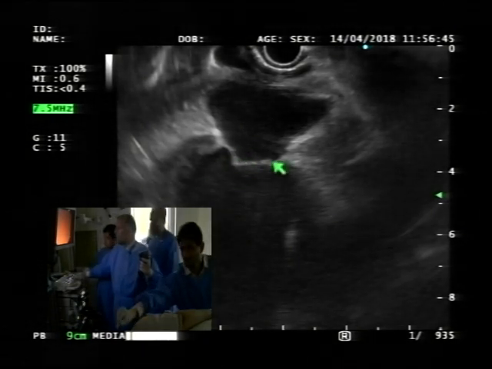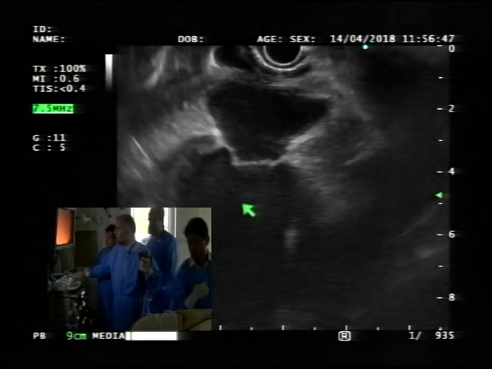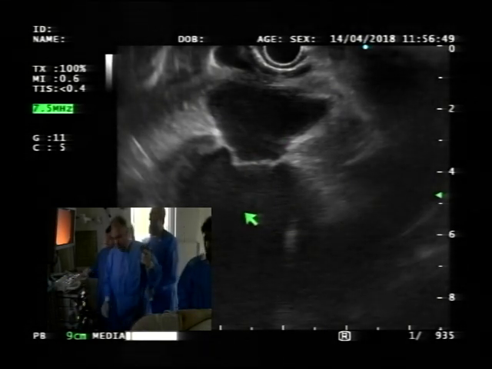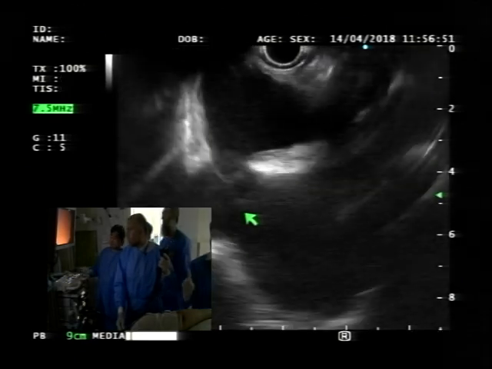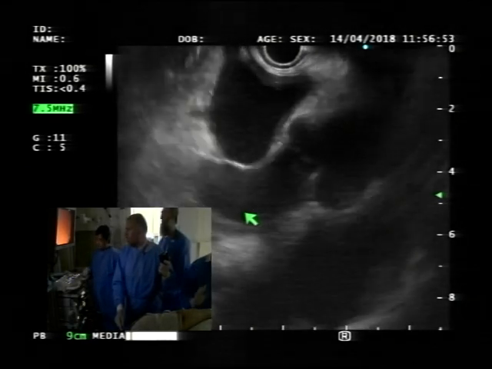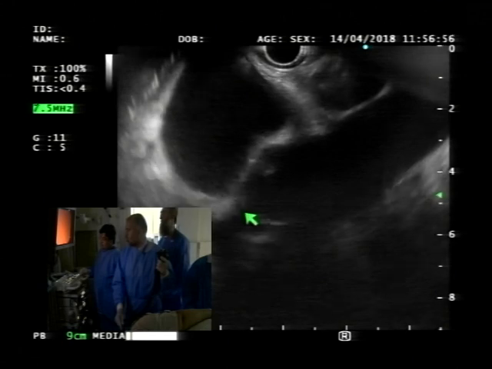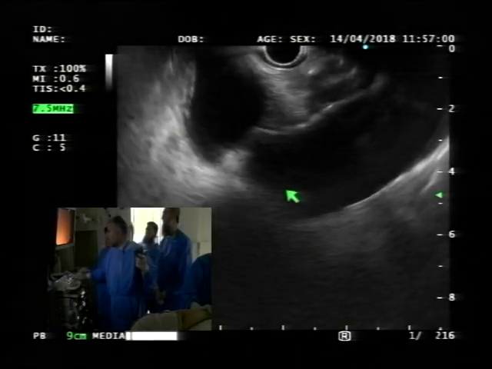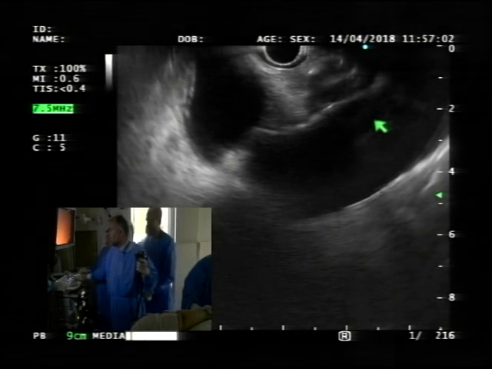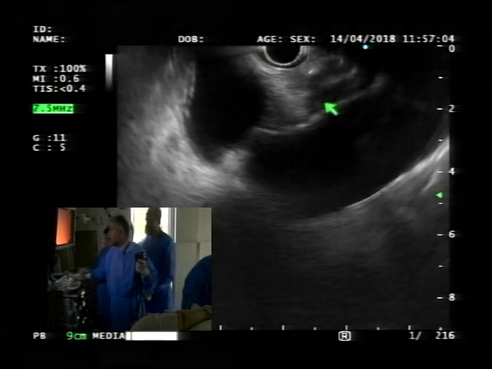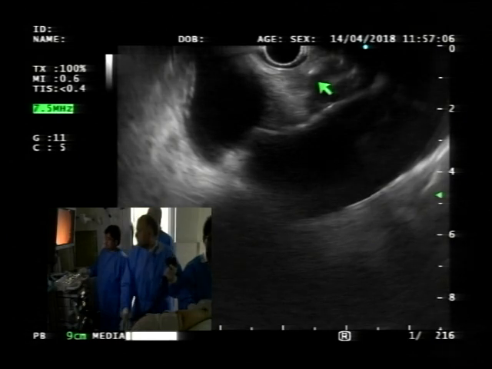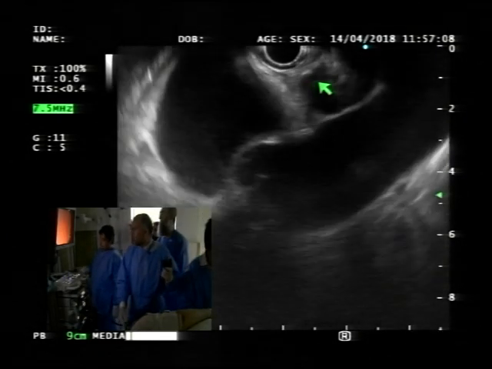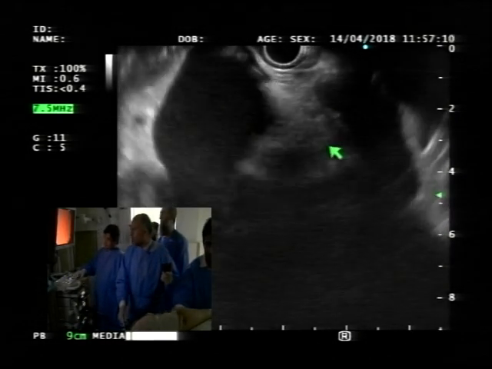So this is the mitral valve here. This is the left atrium here, and this is the left ventricle here. Okay. So next. I just withdrew the scope a little, rotated it. Freeze, please. This is the aortic, this is the ascending aorta here. You will see the pulmonary artery here, okay. And as I rotate it further, you can see the pulmonary trunk here.